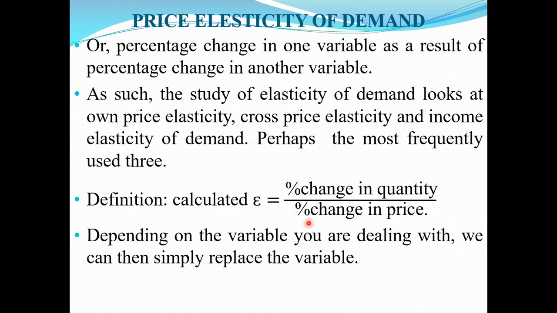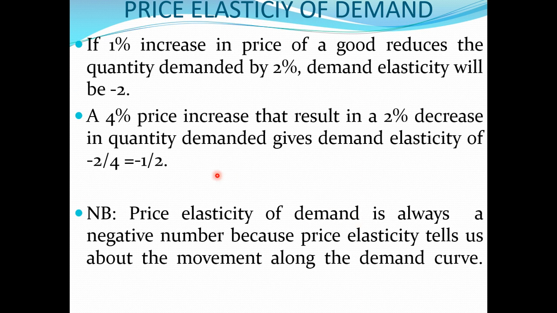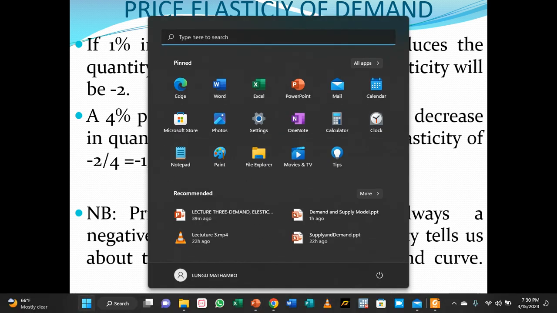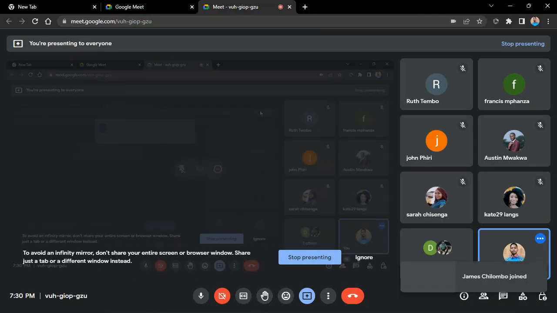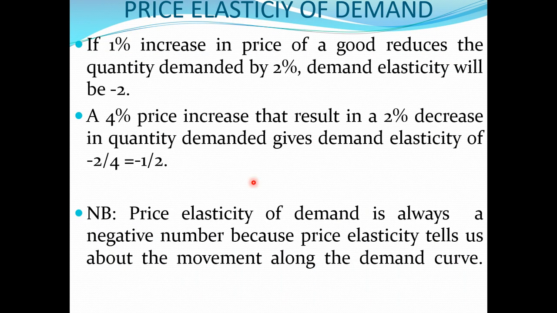The formula says that elasticity is equal to the percentage change in quantity over the percentage change in price, right? And the statement is saying that the change in price is 4%. So there was an increase in the price of 4%, and because of this 4% increase in the price, quantity demanded has reduced by 2%.